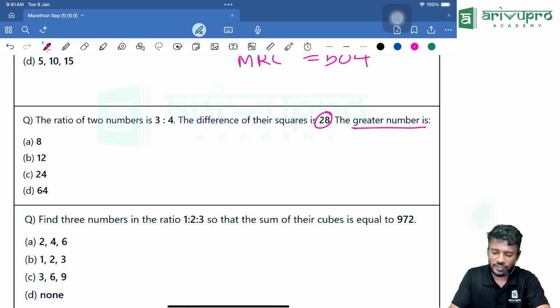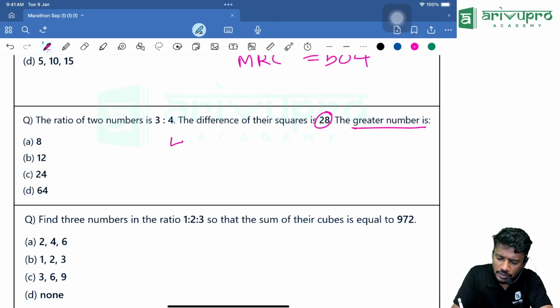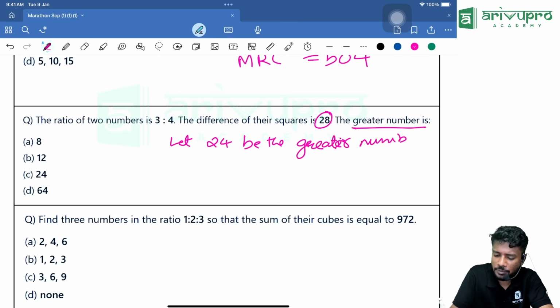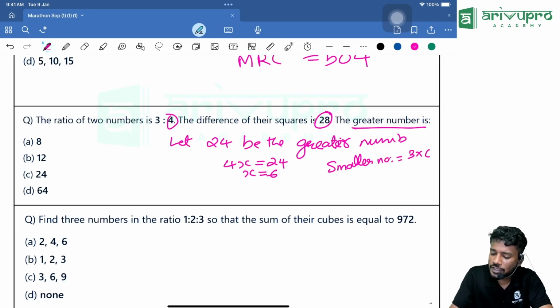3x is to 4x. So which is the bigger number according to you here? 4x should be the bigger number. So we will assume that let, which option you want to go with? The third option. Let 24 be the biggest number or the greater number. We are assuming, okay, we are option hitting greater number. That means 4x will be equal to how much now? 24. X will be equal to how much? 6. Then smaller number is equal to 3 into 6, which is 18.